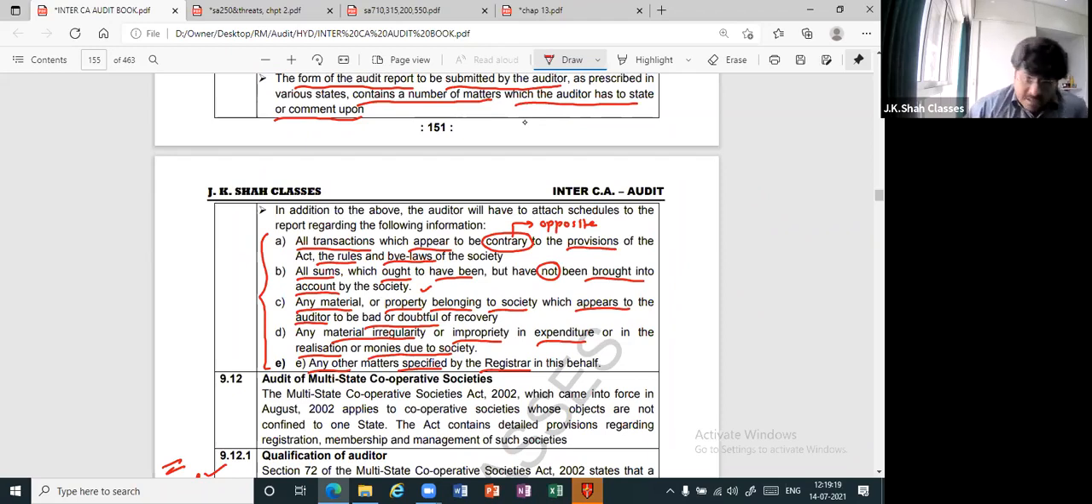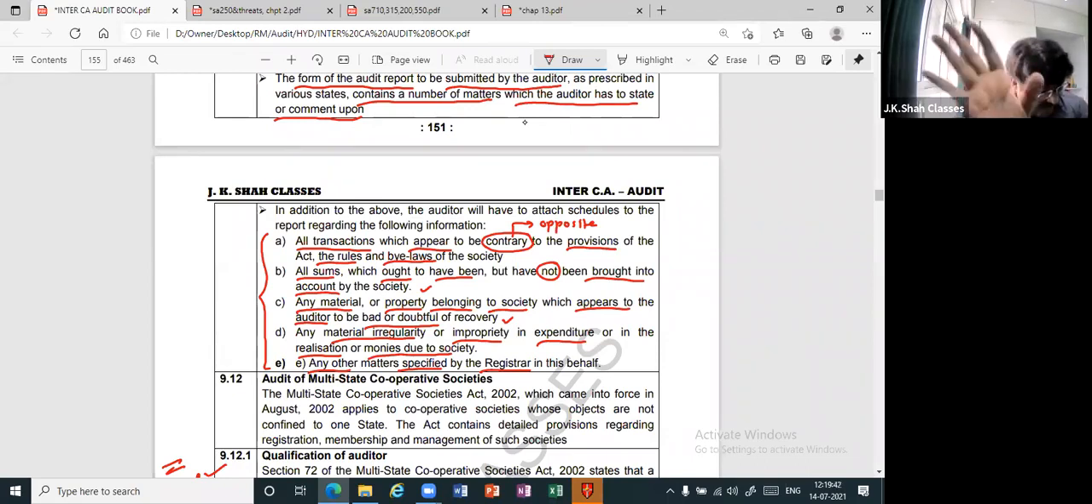Next, any material or property belonging to the society which appears to the auditor to be bad for recovery. So ultimately, say you give anybody any money, loan, or any property of the society, but that is not going to come back. Then ultimately, can I say it is bad debts? Then that also has to be reported.